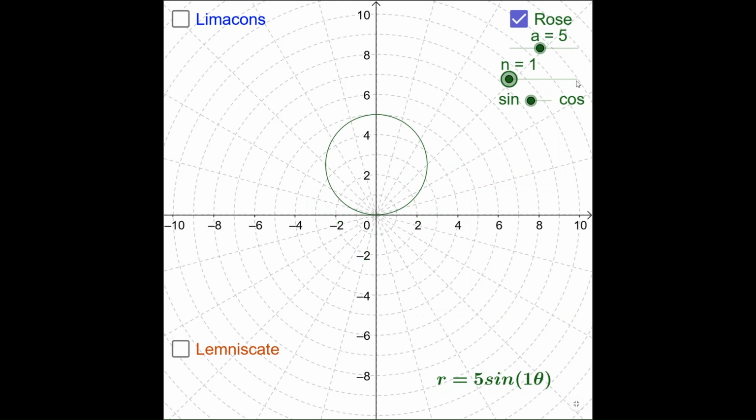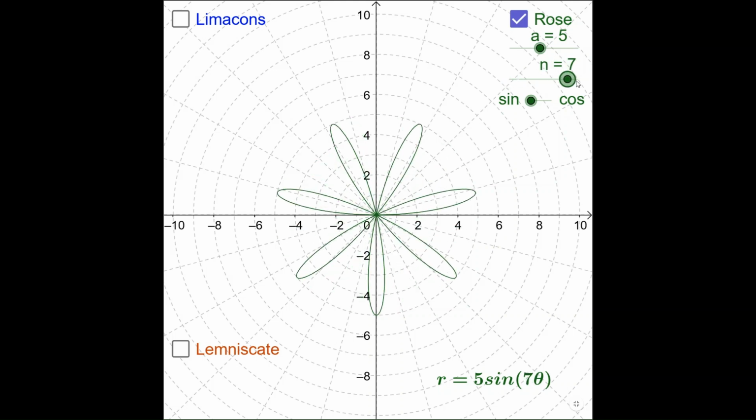So what we see is that if you have an odd number of petals and it's a sine graph, you're always going to have 1 petal on the y-axis, and it alternates between the positive y-axis and the negative y-axis. So if n is 1, it's up on the y-axis, 3 is down, 5 is up, 7 is down, 9 is up, and so forth. Okay, so hopefully that summarizes what we see for the roses with even and odd petals.